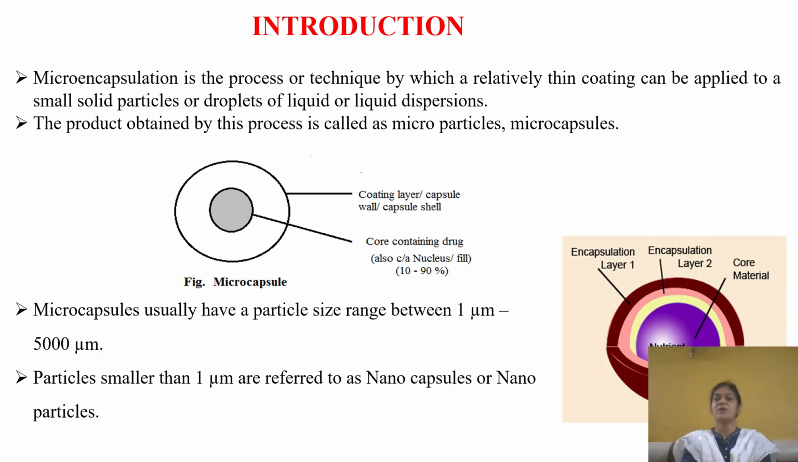If you see the diagrammatic representation, the inner part shows the core drug, which is called the nucleus or the fill, which is most probably 10 to 90%, and the outermost layer is called the coating layer, capsule wall or the capsule shell. This microcapsule has a particle size in between 1 micrometer to 5000 micrometer. Whenever the particles are smaller than 1 micrometer, these are referred to as nanocapsule or nanoparticle.